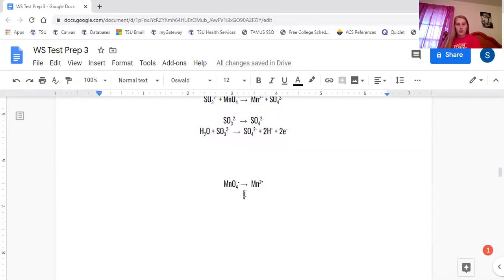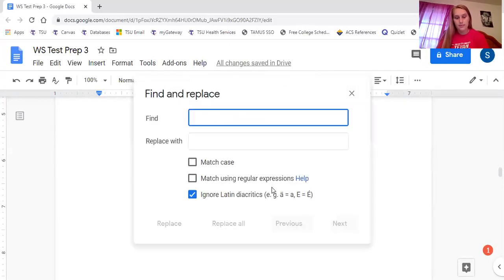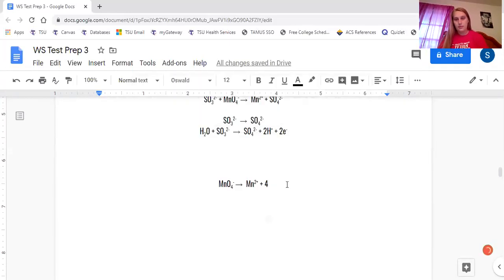So now we're going to have to do this other side of it. So we have 1 manganese on each side. We're doing good with that, so we don't have to worry about that. So we're going to take care of our oxygens first. And remember, you have to go in the specific order with this. Okay, so we have 4 oxygens over there, so we're going to add 4 waters over here. So we add our 4 H2Os. Now we have 8 hydrogens over here and none over here. So we're going to add 8 hydrogens.